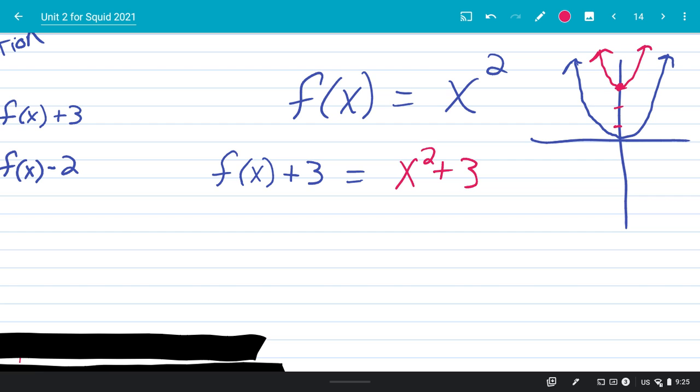Cool? Okay. What if I had now f of x minus 2? Well, that would look like x squared minus 2. What would happen to that one? It would go down 2. And again, it would look exactly the same graph. Pretty simple with a translation, a slide. Yes? Okay.